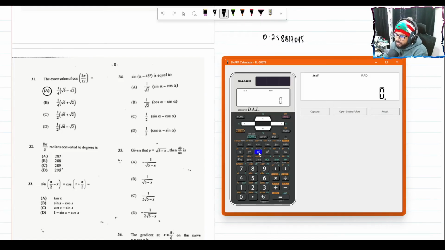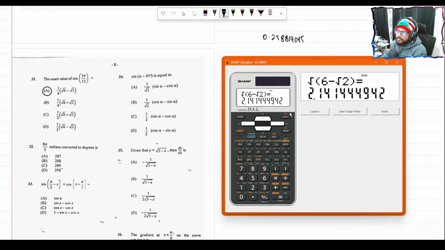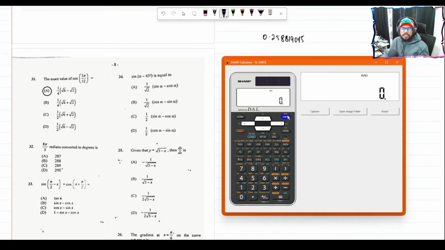Sometimes if I have root 6 take away root 2, some calculators don't actually separate this as root 6 take away root 2. Some calculators will actually read this as the root of 6 take away root 2, where this first square root sign goes over the 6 take away root 2, which is something completely different. That is why I just press equal after every calculation for things like this.